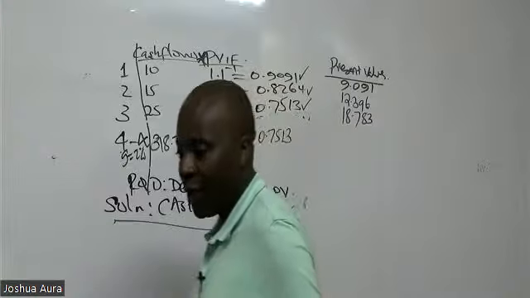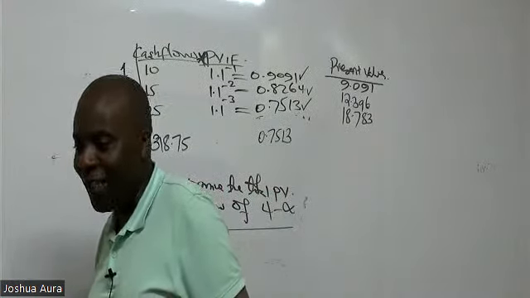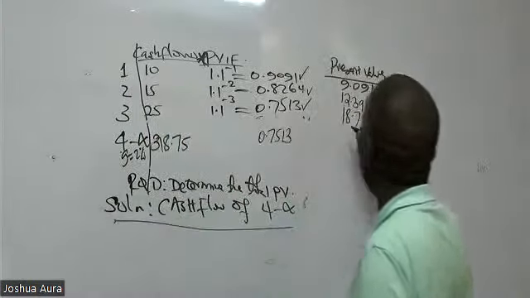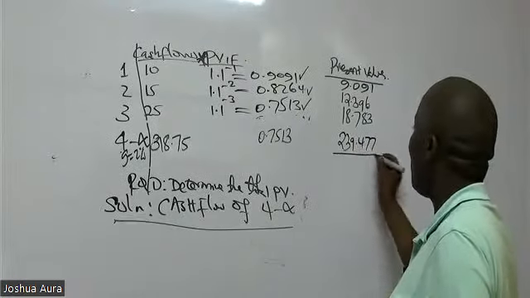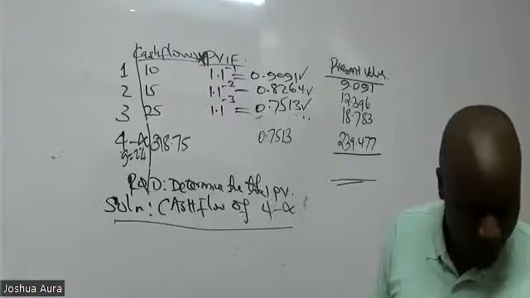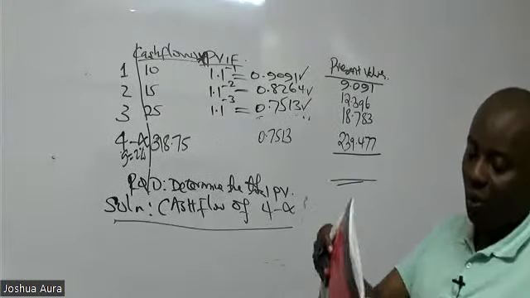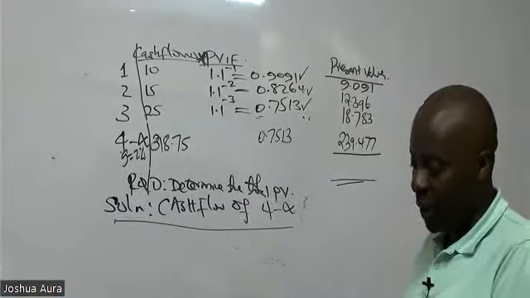What figure are we getting there? Somebody who can give me this figure. 239.477. So then could you kindly give me this total present value? Is there somebody who can give me this total present value?